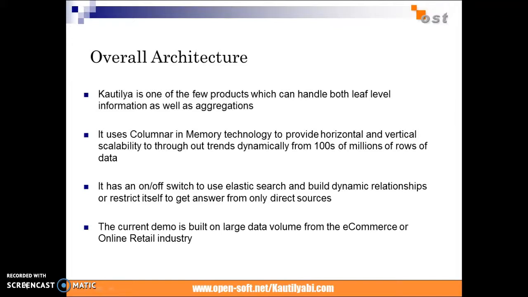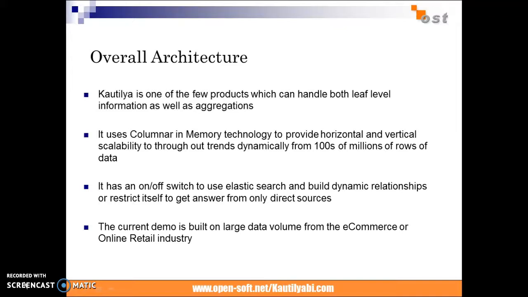Now, I would like to first of all introduce the kind of data that we have and the overall architecture. Kautilya is one of the few products which can handle both leaf level information as well as aggregations. What this means is that you can have pixel perfect or production reports as well as aggregations or data visualization coming together. Usually you have different products doing that. Kautilya has a columnar in-memory technology which allows it to have huge scalability. So you can literally have millions of records which can very easily be extracted and aggregated and answers taken on the fly.